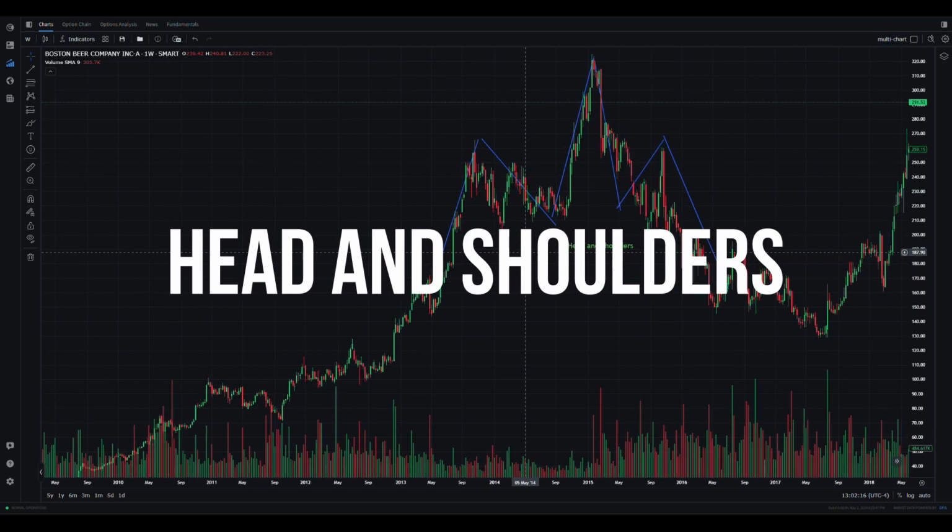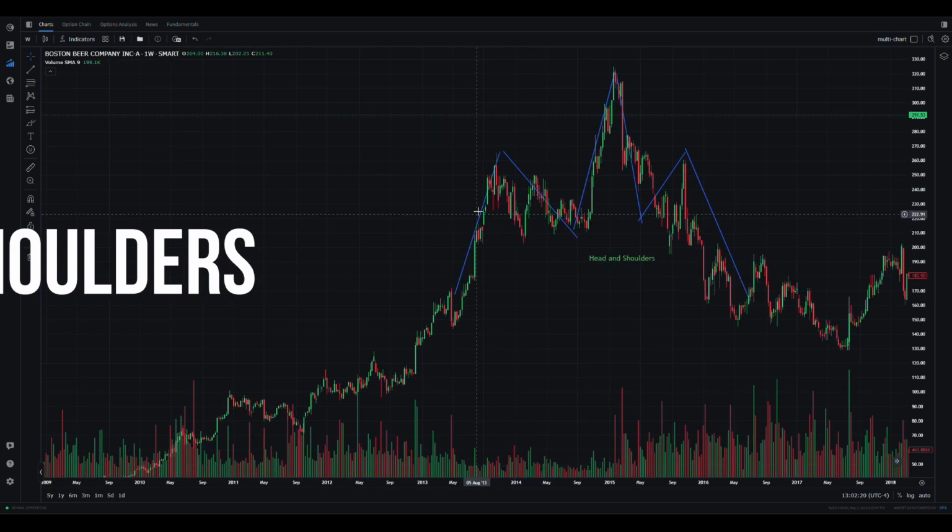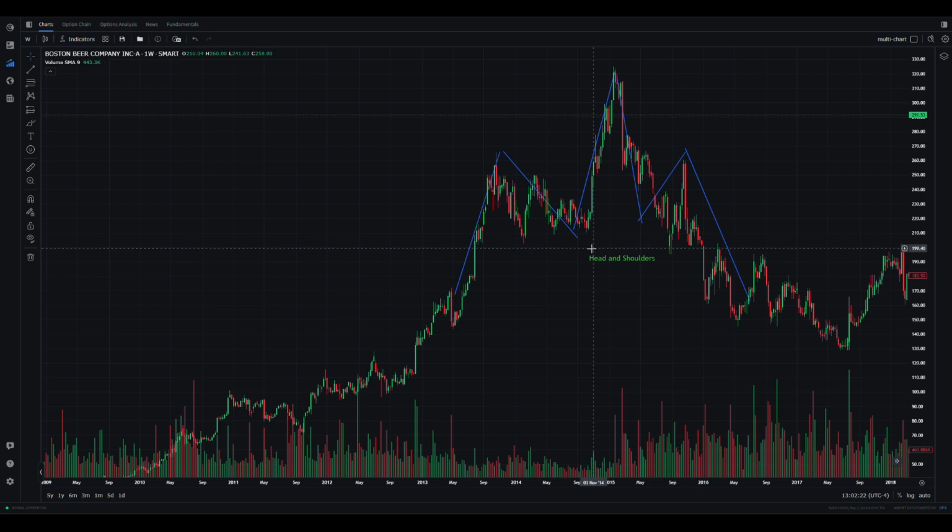Head and shoulders. The head and shoulders pattern is a well-known technical analysis pattern that often indicates a potential trend reversal in the market. The pattern is formed by three peaks in the price action: a higher peak, the head, located between two lower peaks, the shoulders. Visually, it resembles the shape of a head and two shoulders, hence the name.